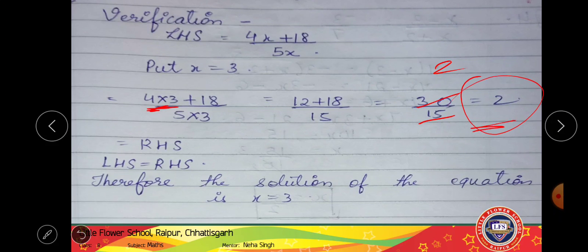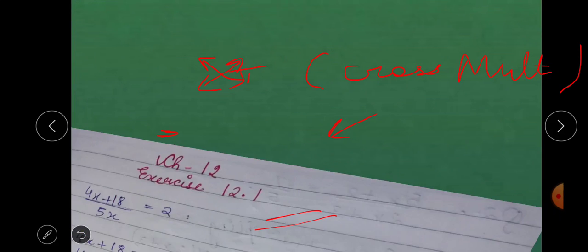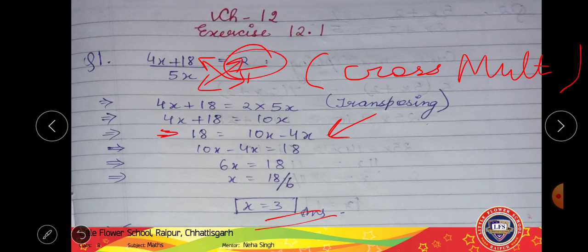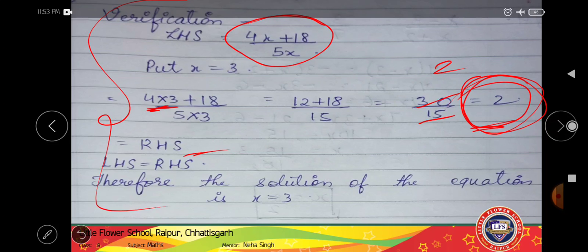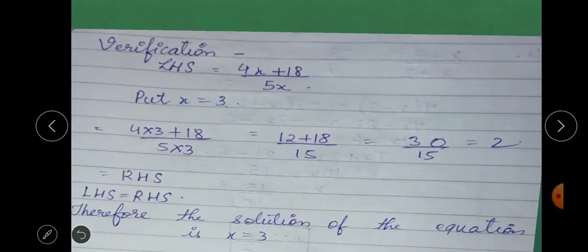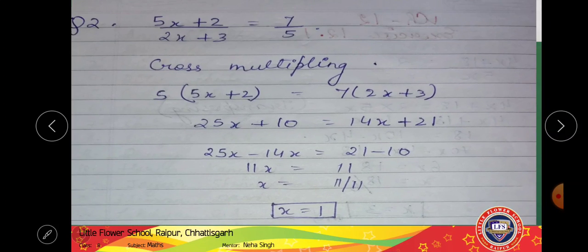Is this the RHS given in the question? Yes, it is the RHS 2. So when we solved the LHS, the answer we got is 2, which is the RHS given. Since LHS equals RHS, we have verified that the solution is x equals 3. This verification part you are going to solve for each question by yourself.